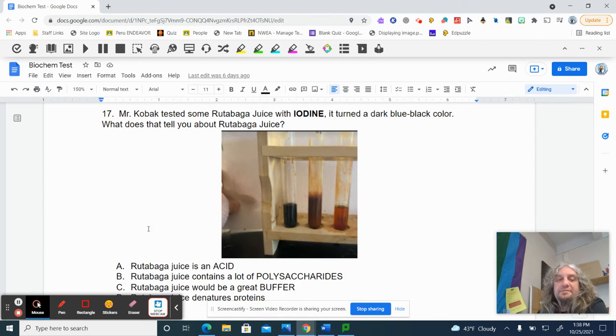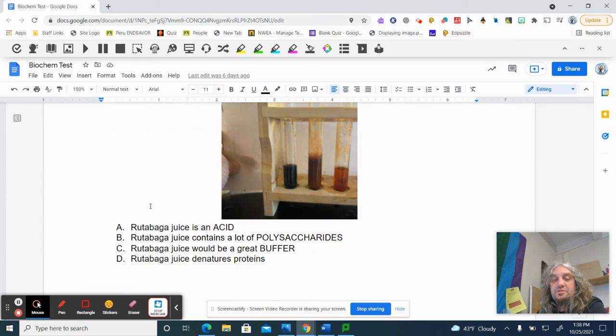Question 17. Mr. Kobach tested some rutabaga juice with iodine. It turned a dark black color. What does that tell you about rutabaga juice?